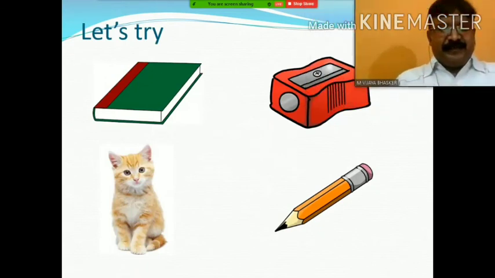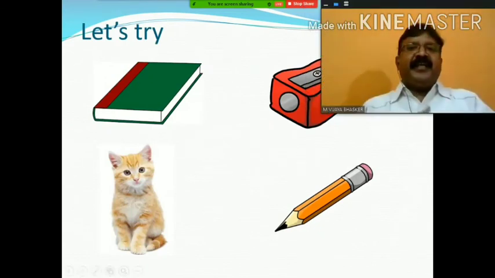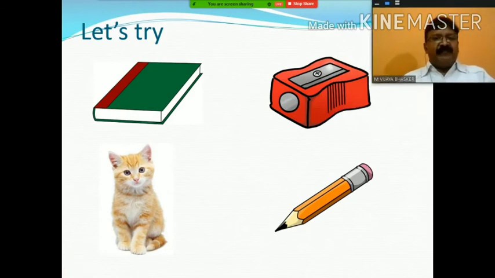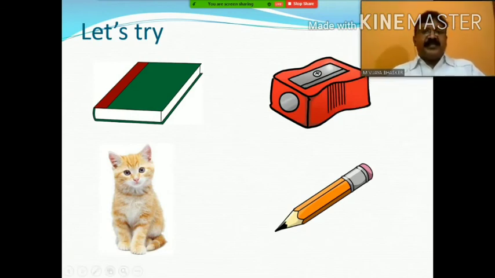Let us try this. Display a chart containing 4 pictures like this. Ask your children to round off the odd one. Generally, children will round off the cat in this picture. Now, ask them why they have rounded off or picked out or treated this cat as the odd one. Ask them to express their opinions. They will give so many opinions.